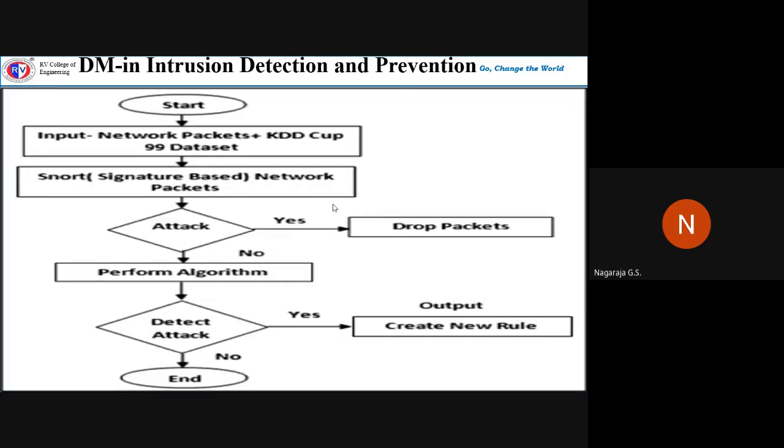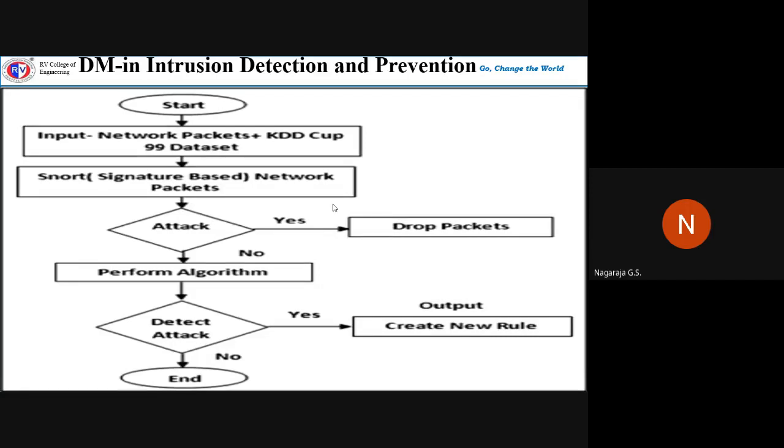This is the flow of an intrusion detection and prevention system. You start with an input network packet. You can use the KDD Cup 99 data set to analyze your results here, or even any other data set as well. There won't be any issues. You may note it down using Snort, a signature based check on the network packet. You verify whether your packet is attacked by an intruder or not.